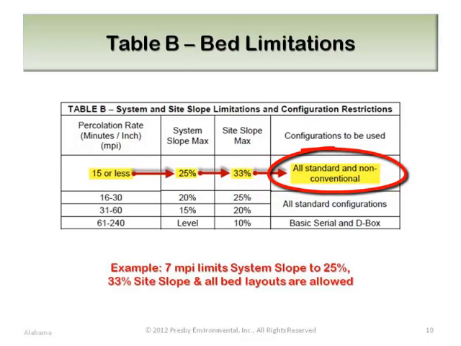We also note that all bed layouts, like basic serial, combination, and multi-bed configurations, are allowed for this perk rate range. And a final note, just because Table B allows a system slope greater than 0, doesn't mean the designer can't choose to use less slope or none at all.